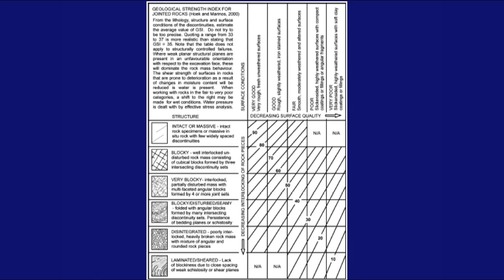Just up on the top left-hand corner, there's a general description, geological strength index for jointed rocks. From the lithology, structure, and surface condition of the discontinuities, estimate the value of the GSI. Do not try to be too precise. Quoting a range from 33 to 37 is more realistic than stating a particular value of 35. So you can see the diagonal lines on the lower right-hand side. Those give you the GSI values. The GSI is the geological strength index values.